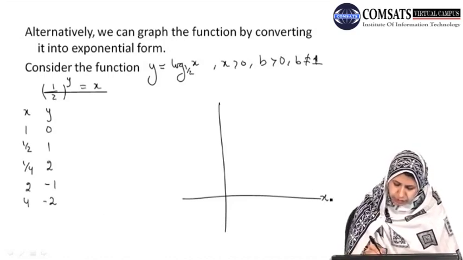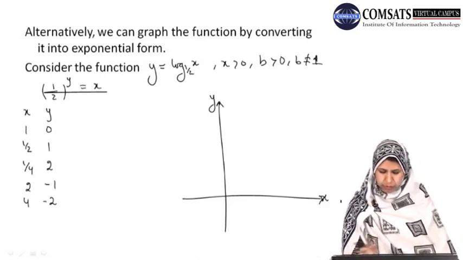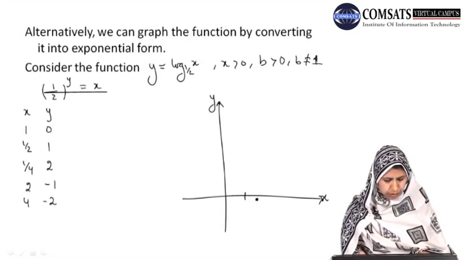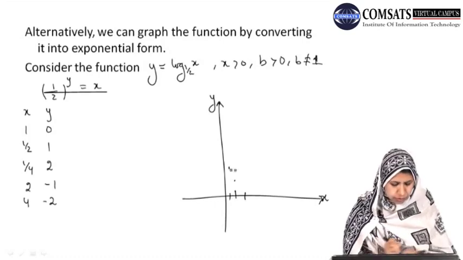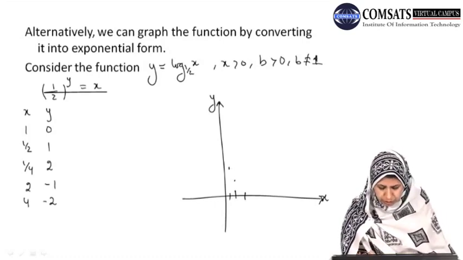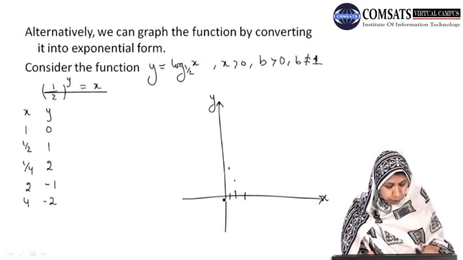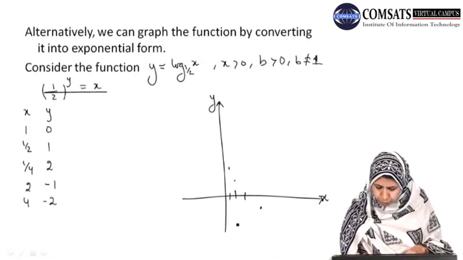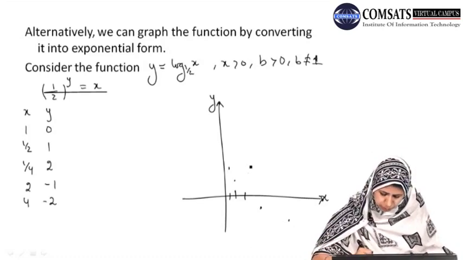Okay, this is our x, this is our y, and what do we get when x is 1, y is 0? For 1 by 2, we obtain 1. For 1 by 4, we obtain 2. Okay. For 2, we obtain minus 1, that is this point. For 4, we obtain minus 2. And now we have to connect all these points.